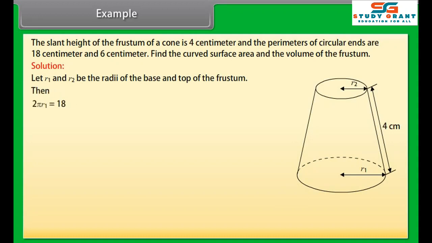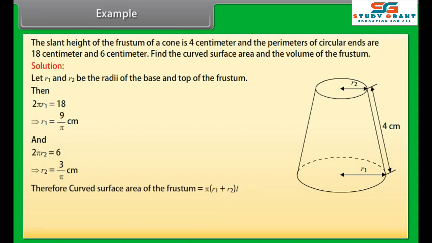Frustum of a cone. If a right circular cone is cut off by a plane parallel to its base, then the portion of the cone between the cutting plane and the base of the cone is called the frustum of the cone. The formulae for the frustum of the cone are given below. We will find the volume and the surface area of the frustum of the cone using these formulas on the next screen.